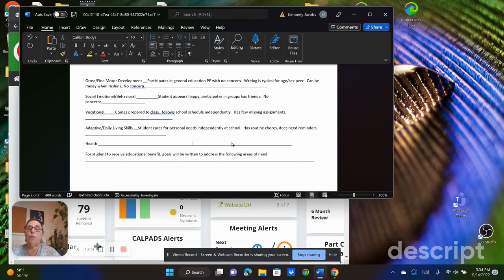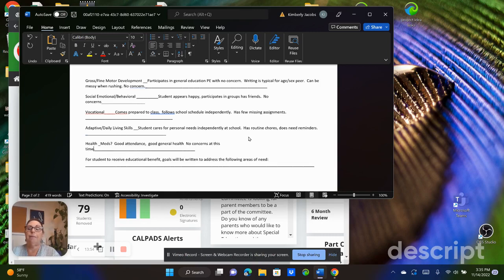And then health, this is where if they have any kind of health condition that's been reported to school, I will document it. I'm going to type in meds with a question mark just so we can stop here a second. If they are on medication for anything, you're going to want to put it in there. You can get the name of the medication and the dosage. That really does help if he ever moves, if something happens. But we're always going to ask about medication. But here is where I would note good attendance, good general health. No concerns at this time.